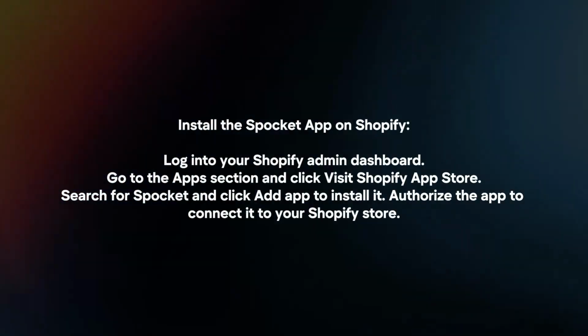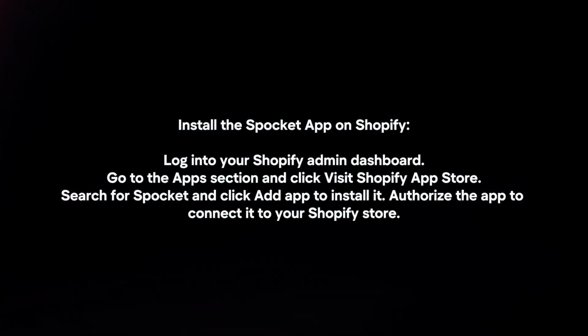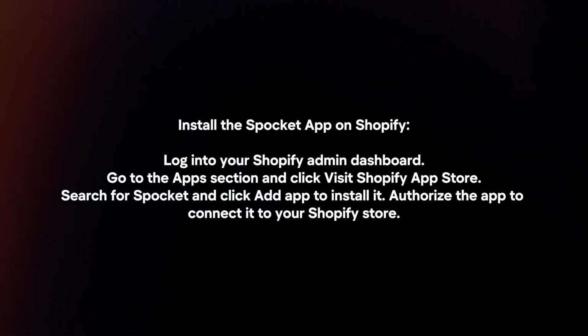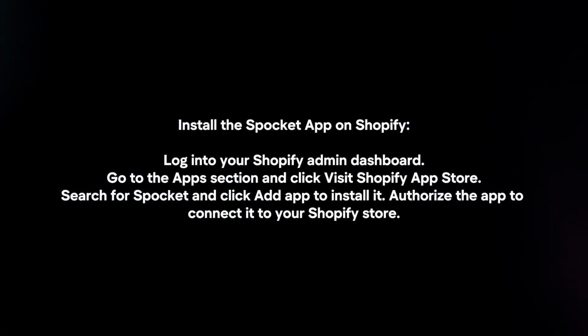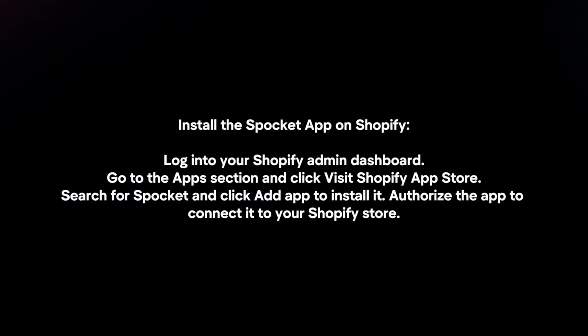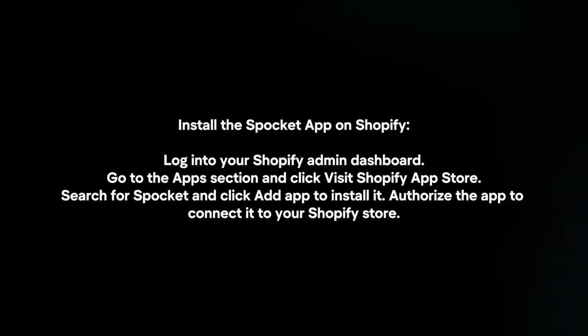Install the Spocket app on Shopify. Log into your Shopify admin dashboard. Go to the app section and click Visit Shopify App Store. Search for Spocket and click Add App to install it. Authorize the app to connect it to your Shopify store.